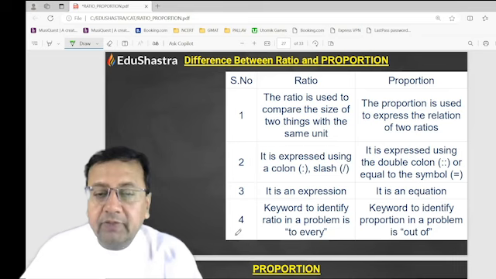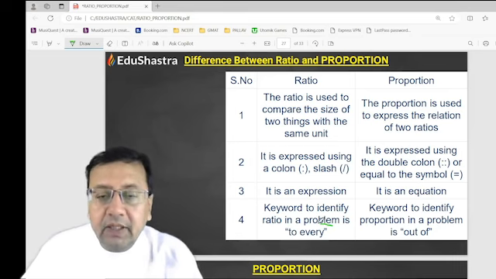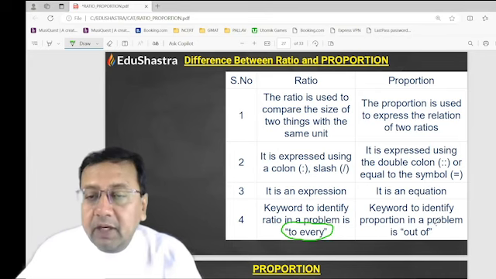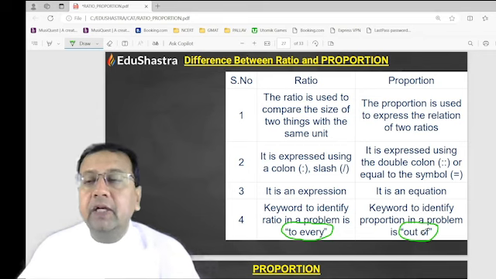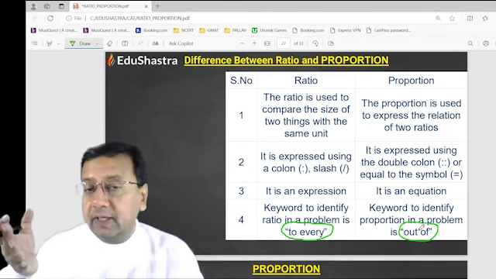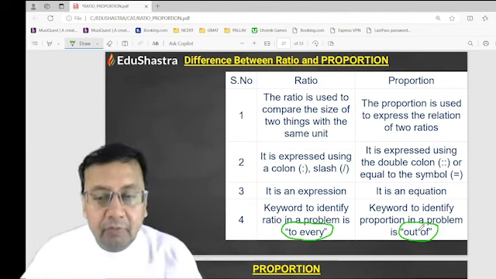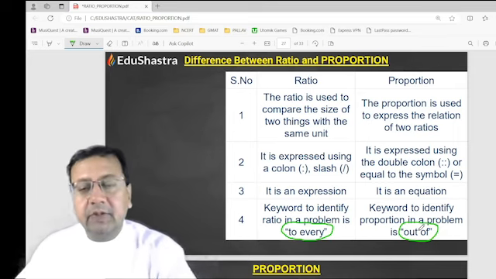And the keyword to identify a ratio in the problem is "to" or "for every". So this is a little important part here, how to identify a ratio. And for proportion, the keyword is "out of". So if I say out of a milk and water solution, I want to know the proportion, that is, what is the part of the water or what is the part of the milk, right? Okay.